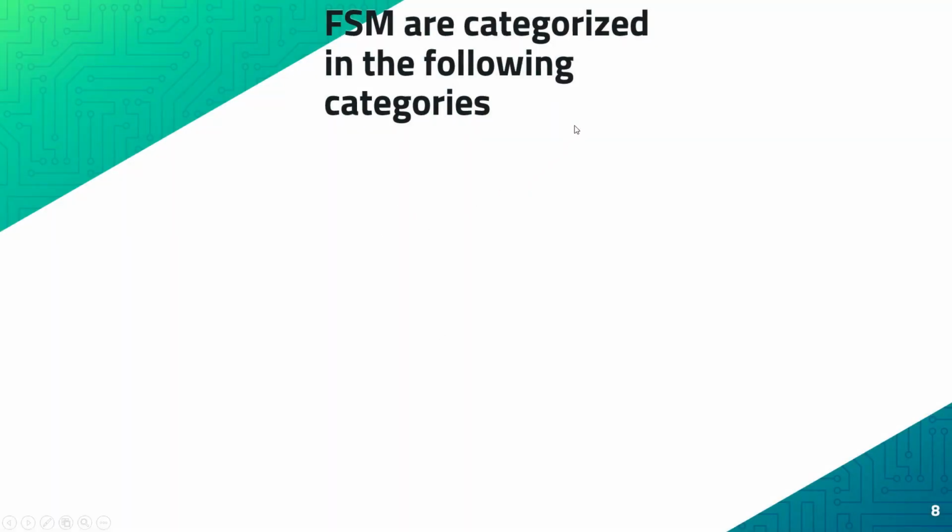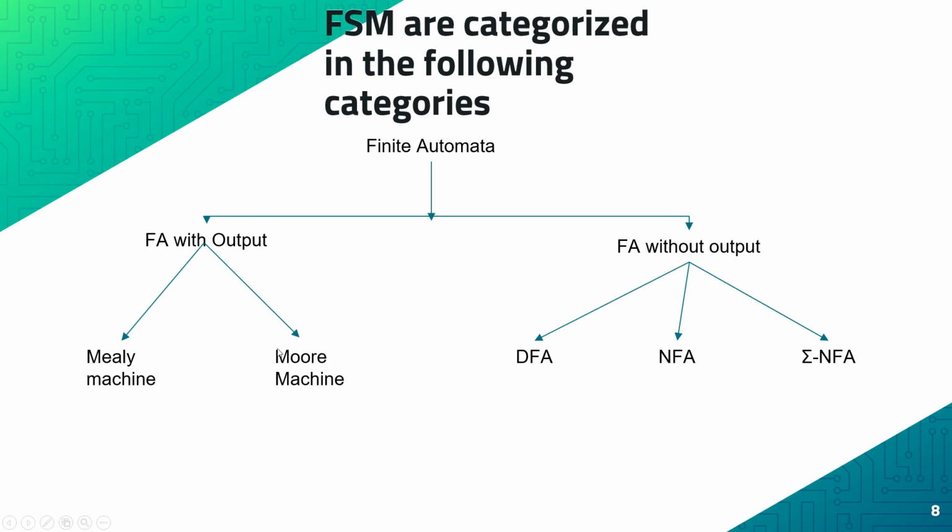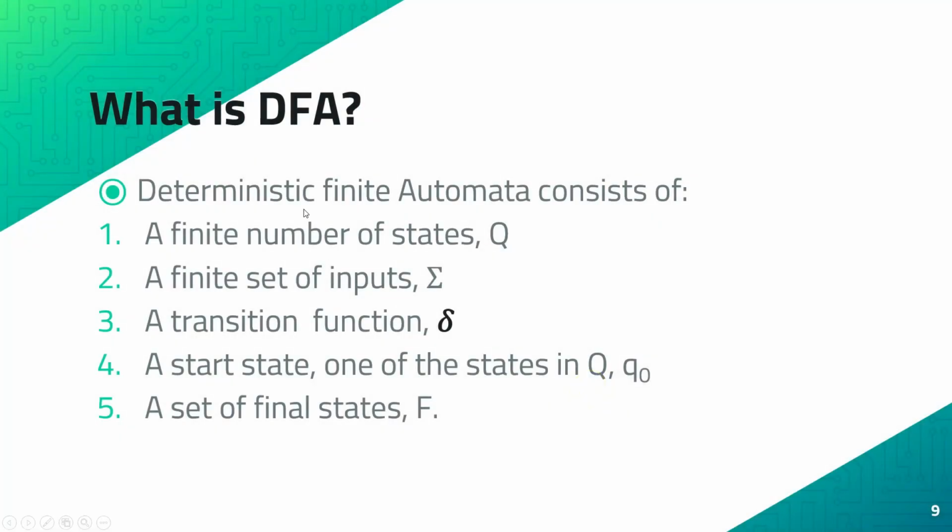Now FSM is categorized in the following categories. There are these categories in the finite state machine. First thing, we have got finite automata with output, and finite automata without output. So again, we have more categories over here. We have got Mealy machine, Moore machine, DFA, NFA, and ENFA. But right now we are going to learn more about DFA. Starting, we'll do about DFA. So what is DFA?